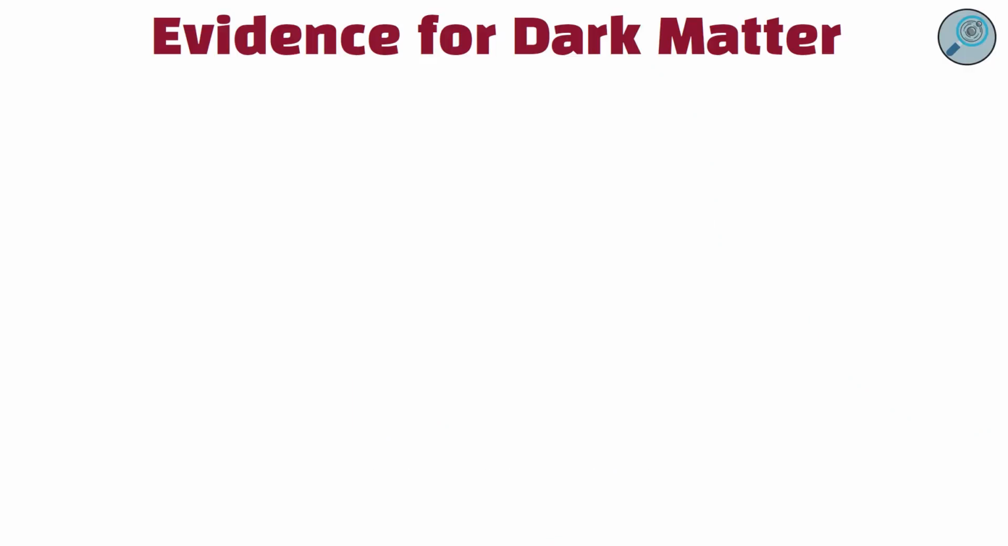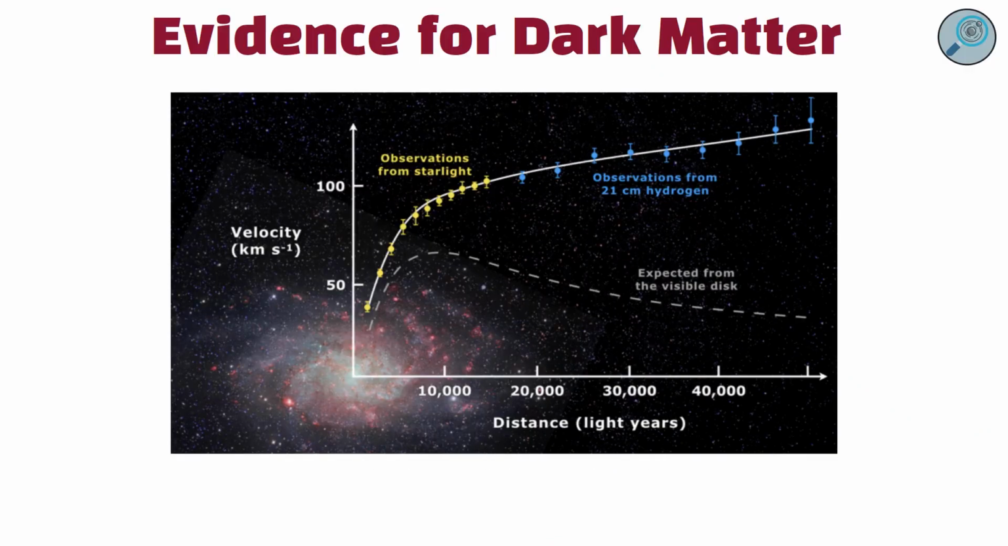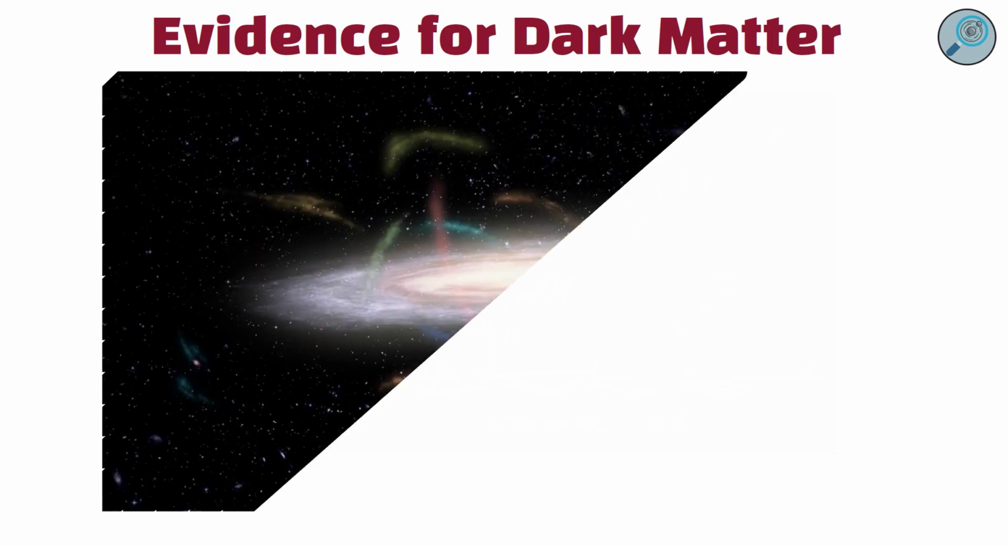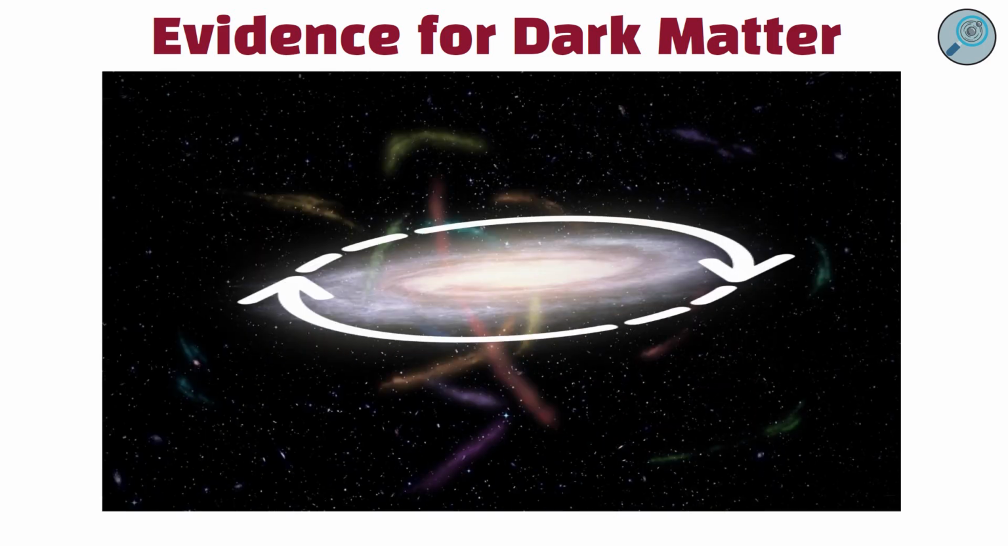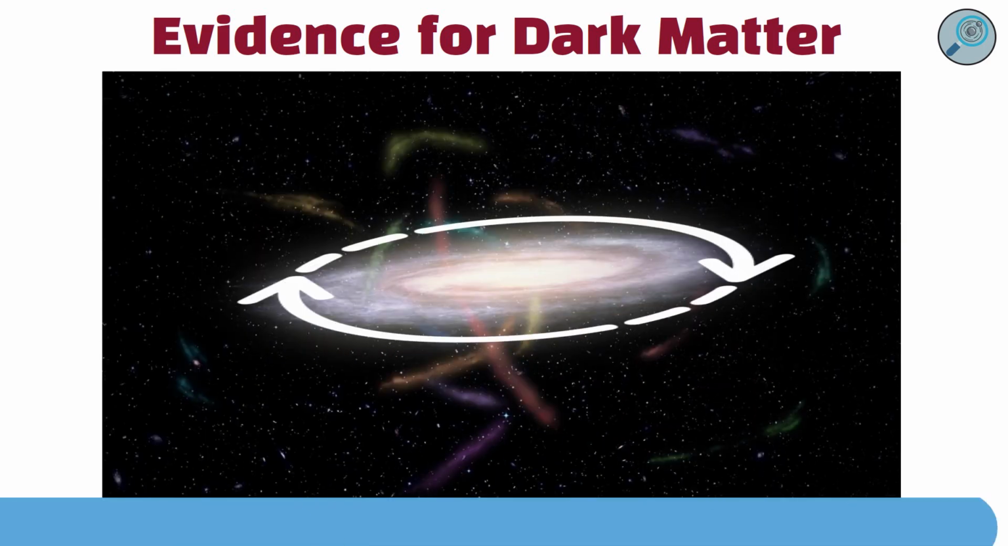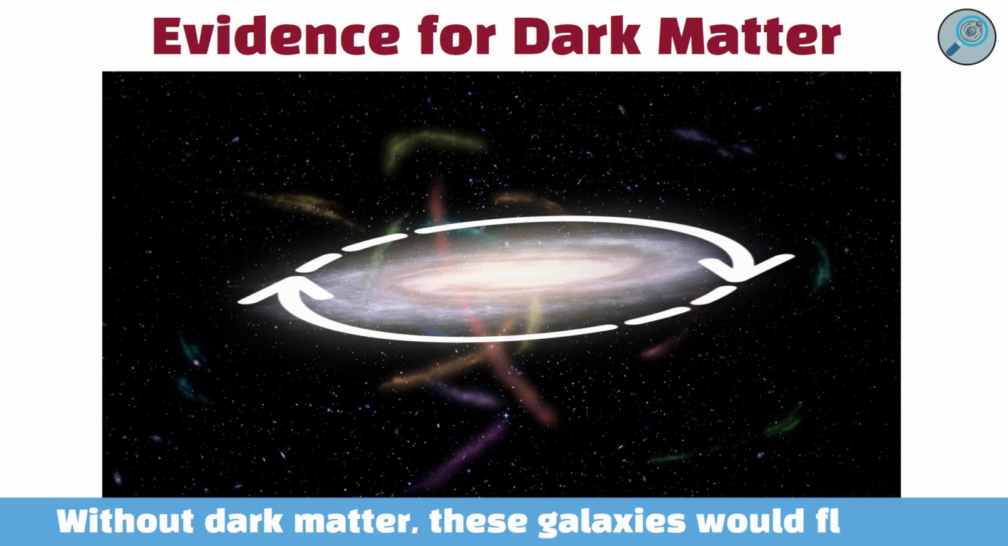Evidence for dark matter. Galactic rotation curves provide the most compelling evidence for dark matter. Stars at the edges of galaxies orbit much faster than expected based on visible mass alone. Without dark matter, these galaxies would fly apart.